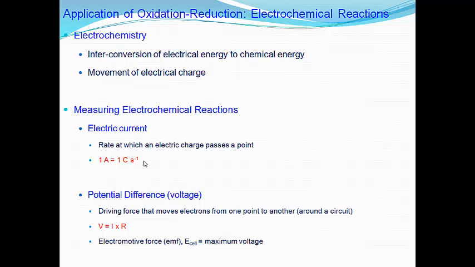Now, what is the generator of that electric current? How does an electric current become generated? Well, there has to be what we describe as a difference in potential between those 2 points, point A and point B. And this potential, which we call the voltage, is the driving force that moves the electrons from one point to another, and in most cases around the circuit. And this voltage, V, is equivalent to the product of the electrical current and the resistance.